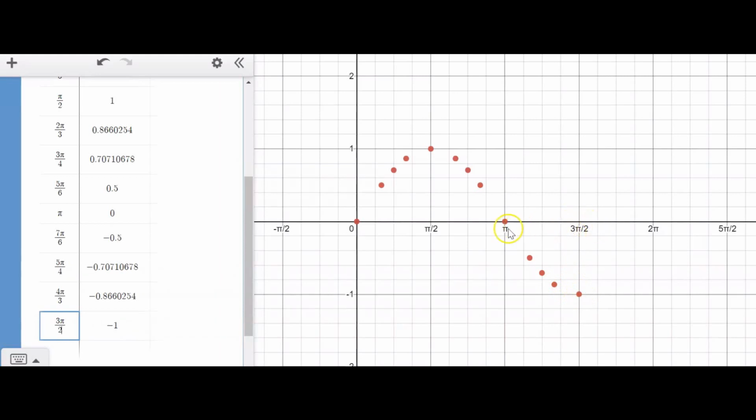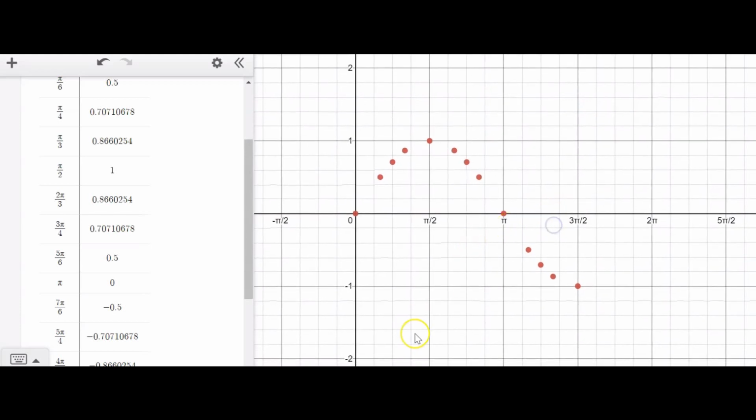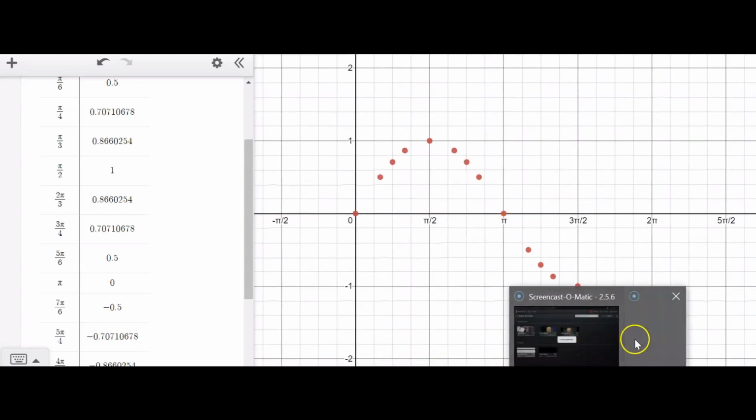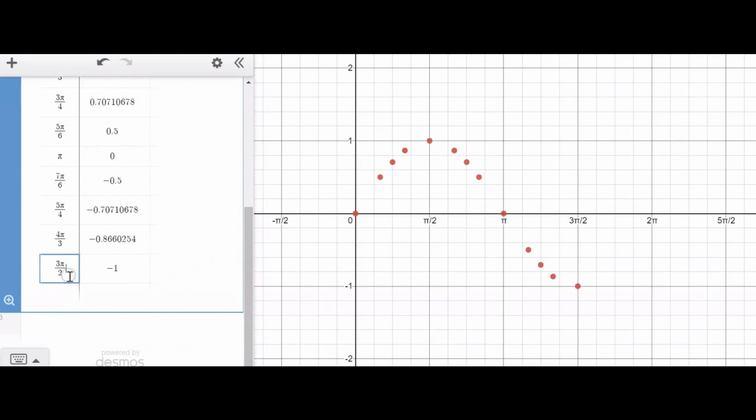Here's 3 pi over 2. Here's pi. Right on this line is 5 pi over 4. Then right about here is 7 pi over 6. And right about here is 4 pi over 3. In fact, let me center this a little bit now. And now we're going to move on to the next part of the table, which is 5 pi over 3, which gives us this point right here.